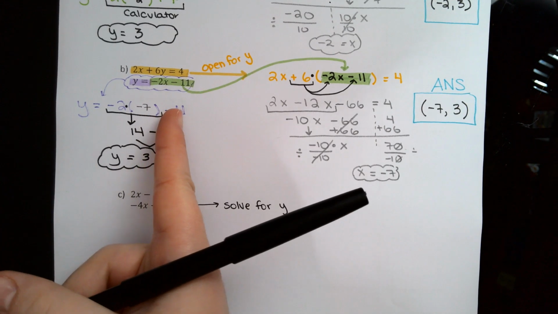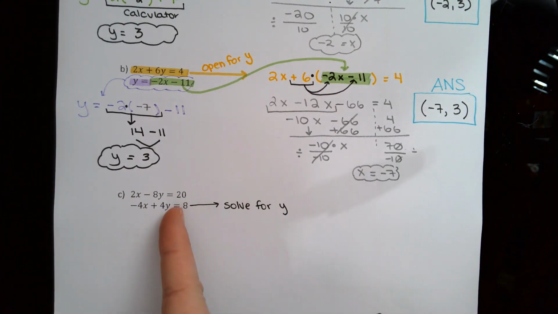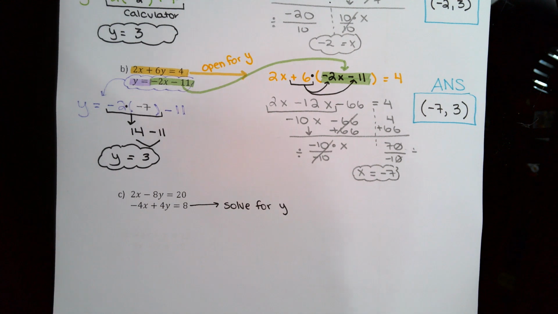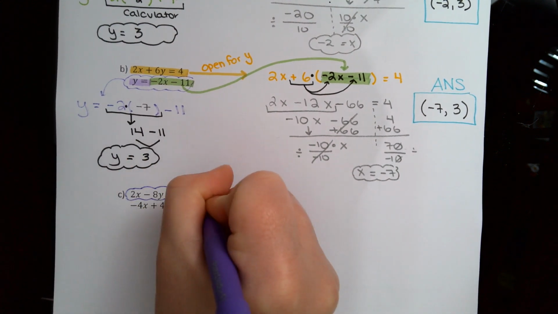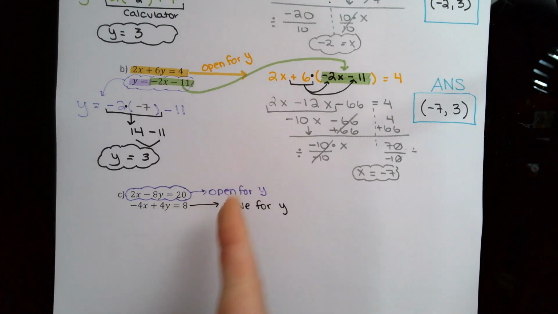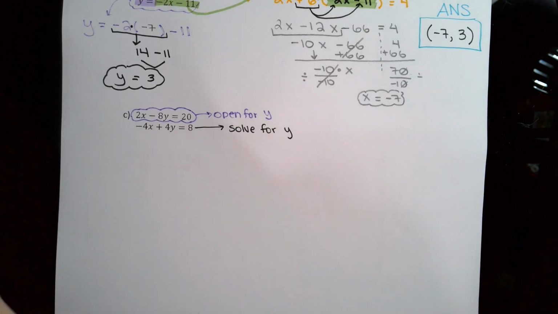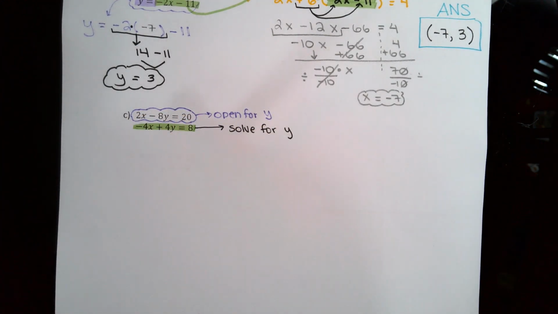So kind of making it look like this, I'm going to make the bottom one into a y equals. I'm going to keep the top one the same. So what's going to happen is on this top one, I'm going to replace and open for y. And on the bottom one, I'm going to solve for y. So what that looks like on the bottom is I'm going to pick up the entire equation.